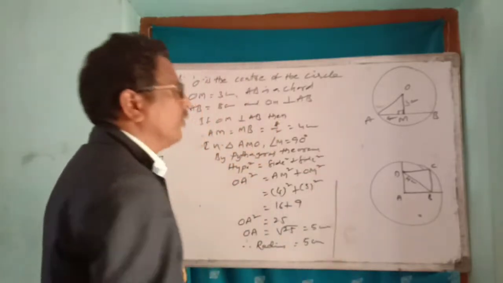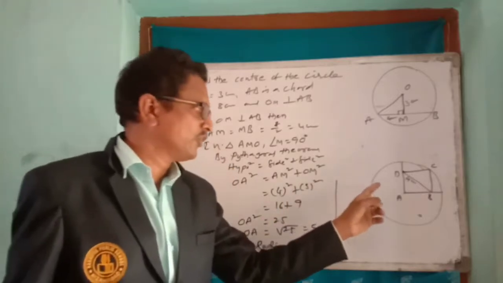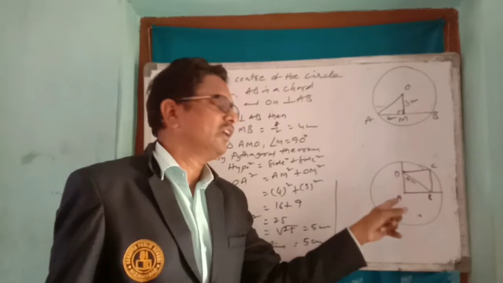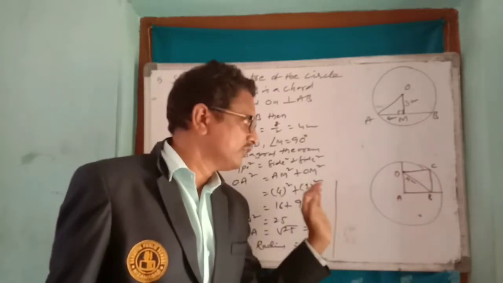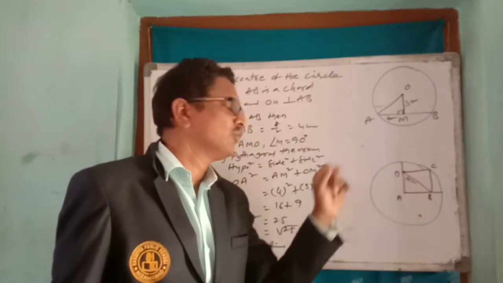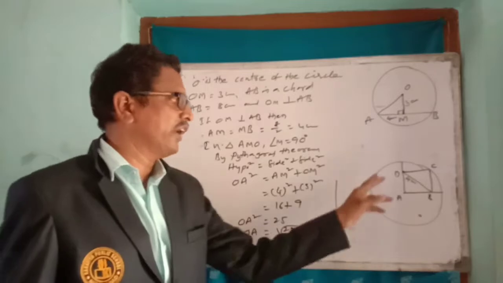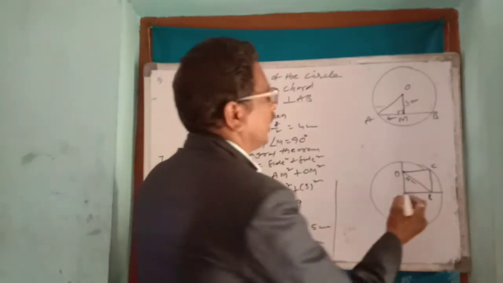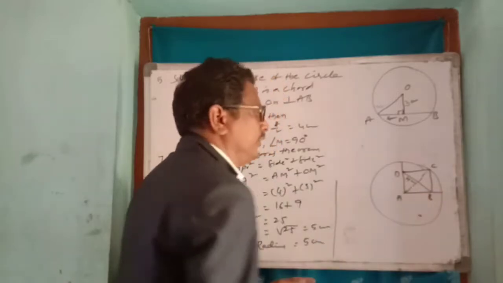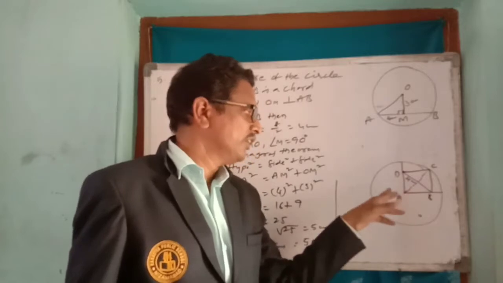Next, come to the second figure. Here, see, this is the 7th question. What is given here? ABCD is a square, and its diagonal is given. Diagonal BD equals 4 centimeters. Then what is its radius? Here also we have to find the radius. See, join AC. AC is the radius.